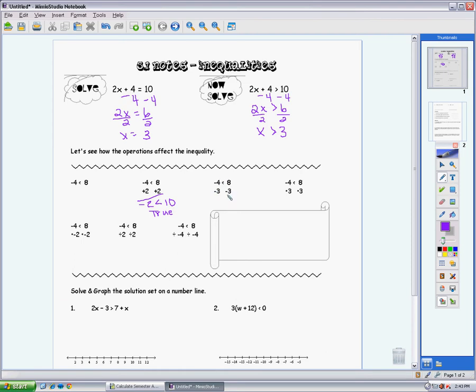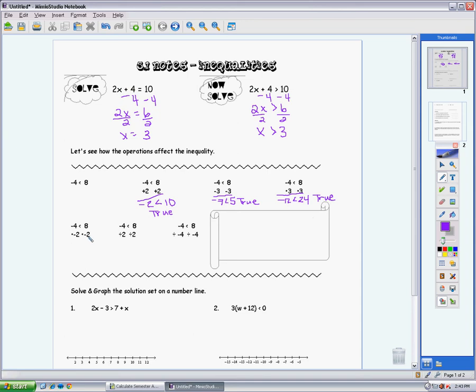What happens if I subtract 3 from both sides? I get negative 7 is less than 5. Is that still a true statement? Yes, negative 7 is less than 5. So that's true. Okay, what about multiplication? What happens when I multiply both sides by 3? I get negative 12 is less than 24. Is that a true statement? Yes, negative 12 is less than 24.